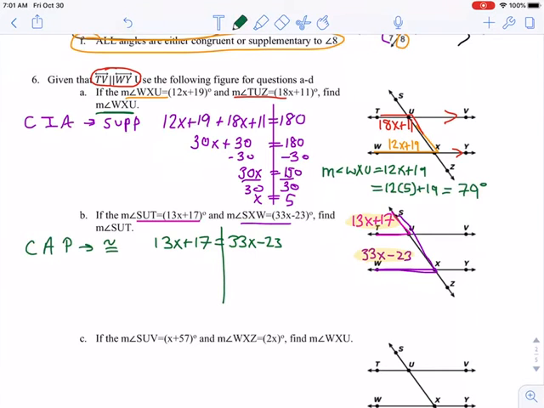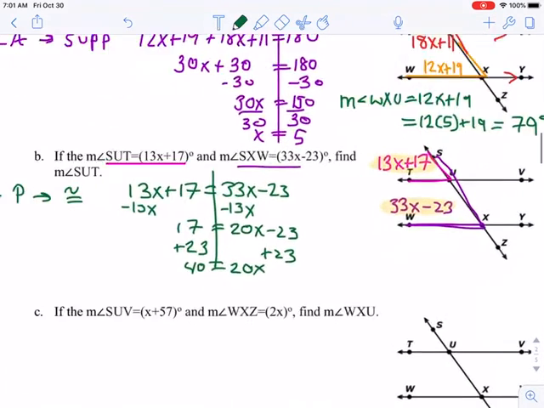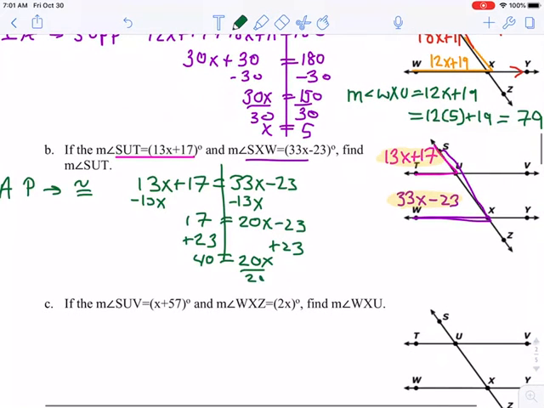Subtract 13x from both sides. I'm going to get 17 equals 20x minus 23. Add 23 to both sides. We're going to get 40 equals 20x. Divide both sides by 20. And 2 equals x.